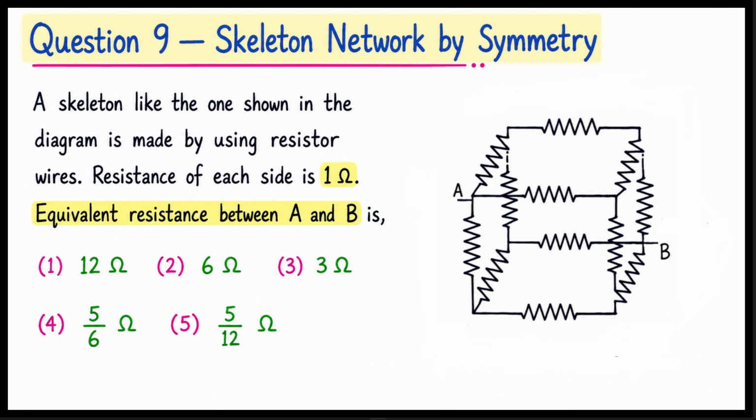Question 9. The skeleton network is the cleanest illustration of an idea we have been building toward. Symmetry collapses networks for free. A square skeleton has terminals A and B on opposite corners. Each side of the square is a 1 ohm resistor. The question asks for the equivalent resistance between A and B, and the correct option is 5/6 of an ohm.